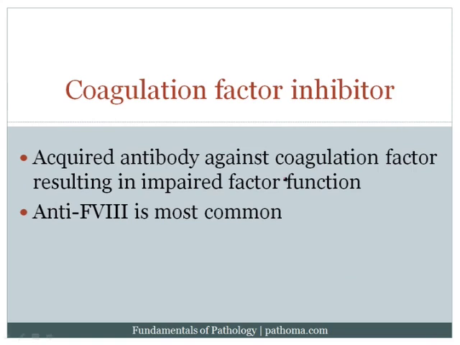Another disorder of secondary hemostasis is for a patient to develop a coagulation factor inhibitor. This is when they get an acquired antibody against a coagulation factor, which results in impairment of that factor's function, because if you've got an antibody blocking the factor, it can't participate in the coagulation cascade. The most common coagulation factor inhibitor is an anti-factor VIII. So it's very similar to hemophilia A, because in hemophilia A you didn't have factor VIII, and in a coagulation factor inhibitor you have an antibody against factor VIII, which doesn't let factor VIII function.